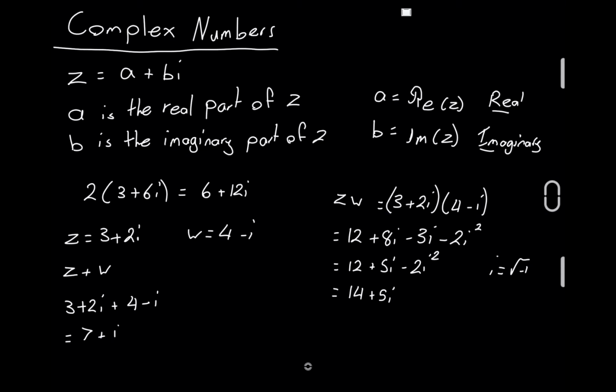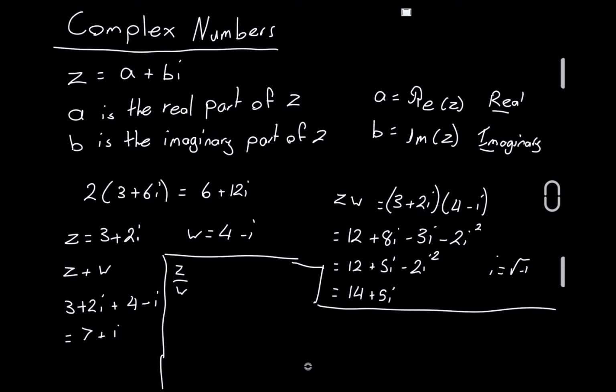Our final example, and I'm just going to draw off a section here for us to work in, is going to be z divided by w, and this is where we use some of the stuff we learnt before about radicals and multiplying by the conjugate. So this will be 3 plus 2i divided by 4 minus i. We're going to multiply this by the conjugate, which is 4 plus i.